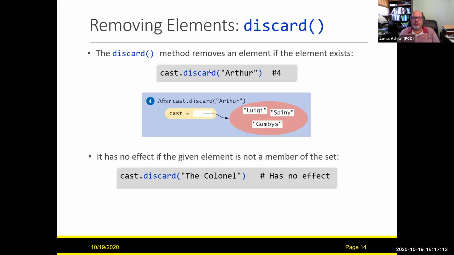So how do we remove an element? We can use the word discard. The discard is going to discard it. Now, if the element is not a member of the set, nothing is going to happen. Just like if you add and the element is already there, it's not going to do anything because we don't have any duplicates. If you discard and it's not there, it's not going to do anything. So that's for that one.